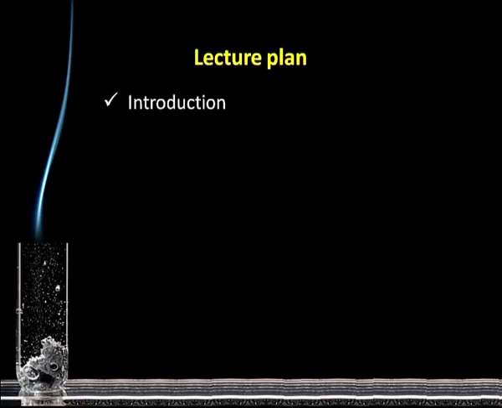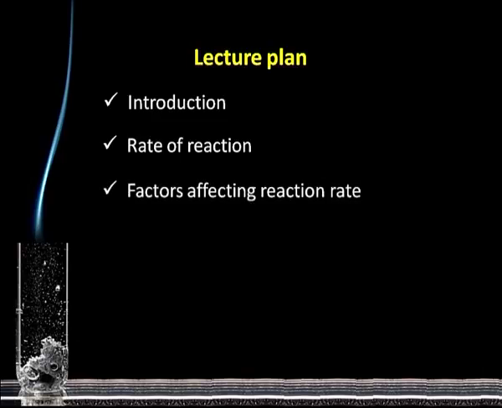The lecture plan goes like this. I'll introduce you to the subject of chemical kinetics. Then we talk about rate of reaction, then factors affecting reaction rates, very important, by which we have to manipulate rate of reaction. Then we try to establish a relation between the rate and concentration of the reactants. And towards the end, I'll summarize what we have discussed in today's lecture.